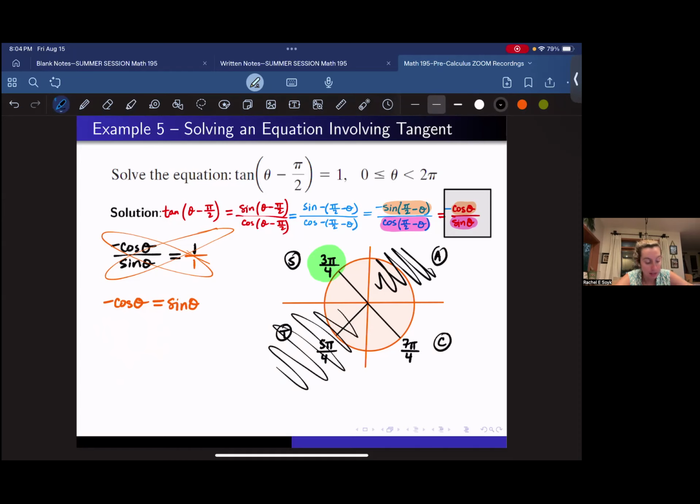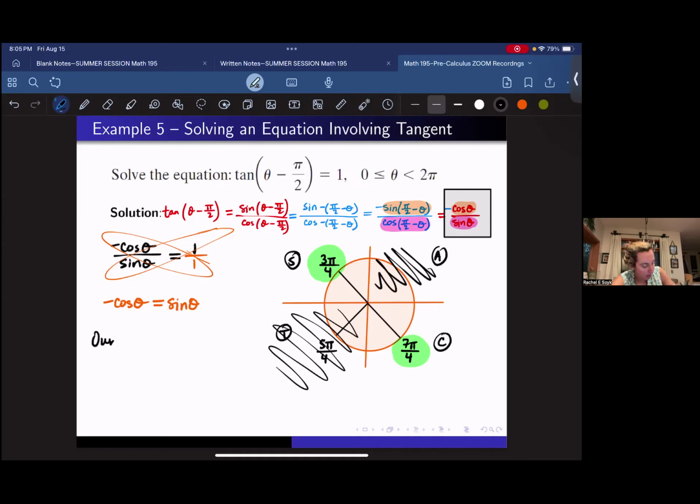And then last but not least, let's try the 7 pi over 4. We plug that in and we get positive square root of 2 over 2 times a negative gives us negative square root of 2 over 2. And sine of 7 pi over 4, once again, gives us a negative square root of 2 over 2. So we have another solution. And because we're looking at solutions between 0 and 2 pi, these are our only solutions.